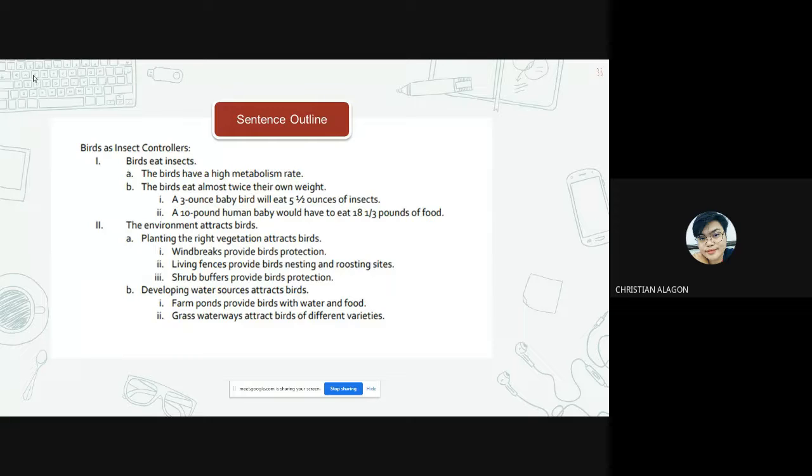So, we have here our main idea, or the headings, and the subheading is the birds have a high metabolism rate. As you can see, the sentence outline is more wordy than topic outline, which is word phrase only, not sentence. So this is topic outline and sentence outline.